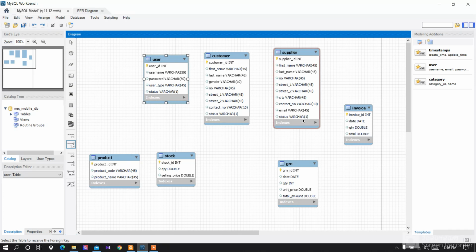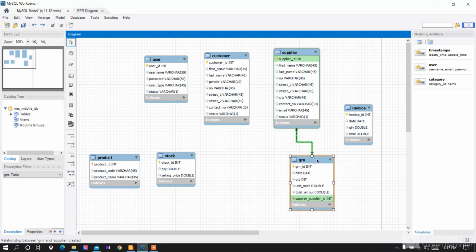So the many side will be in the GRN side, and the supplier will have only one. So the supplier ID will be a foreign key here.